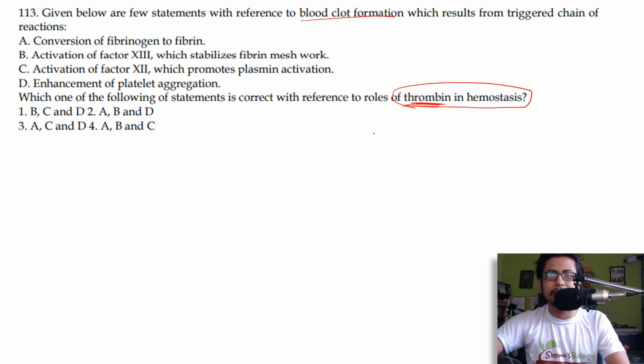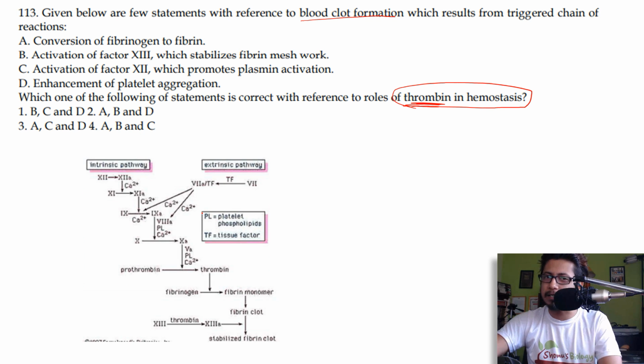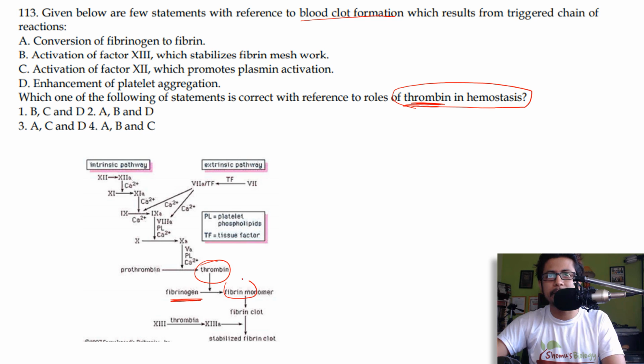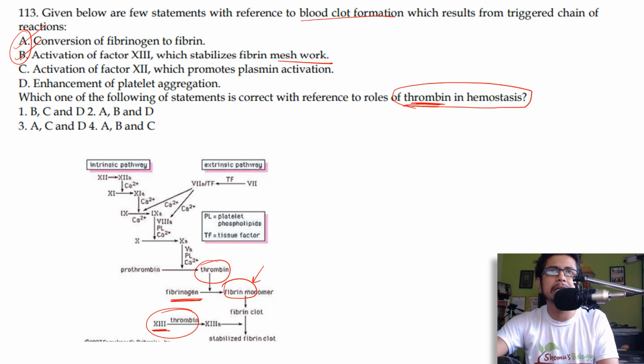So you need to know the blood clotting factors, and actually not all the factors, but you need to know the steps and the process of blood clotting involving thrombin. And if you recall that picture, you can answer it. Okay, so this is the picture. The role of thrombin is in two different places. One is that thrombin converts fibrinogen into fibrin, which is very much needed, and thrombin also activates blood clotting factor 8. So these are the two major events done by thrombin. So conversion of fibrinogen into fibrin, yes. Activation of factor 8, which stabilizes the fibrin mesh work, that is also true. A and B are both true.